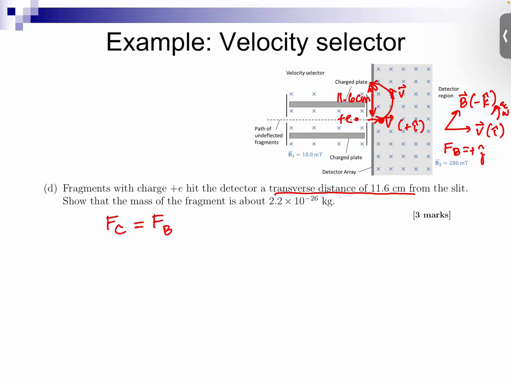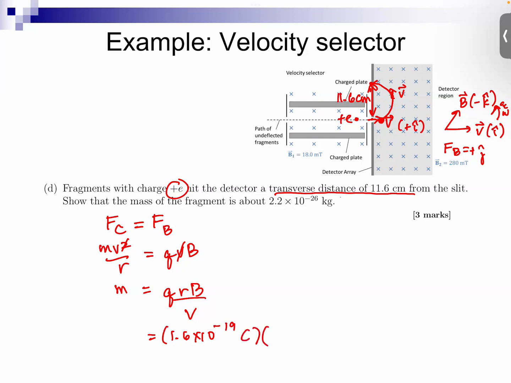We know that the centripetal force of the circular motion is provided by the magnetic force on the moving charge. Hence, mv squared over r is equal to qvB. You want to find the mass. The speeds will cancel out, and so the mass is equal to qrB over v. You know everything: the plus E charge, sorry, it's not an electron but a proton, 1.6 times 10 to the negative 19 coulombs, times the radius.